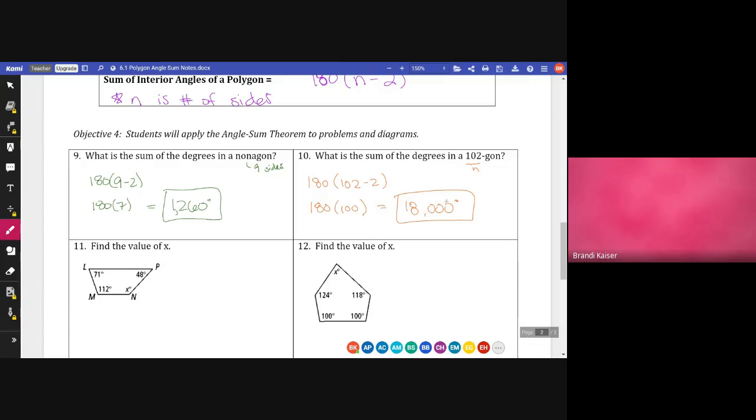So any shape that has 102 sides, which you've got to think is a lot of sides for a shape, is going to have 18,000 degrees on the inside, which is also a lot of degrees.